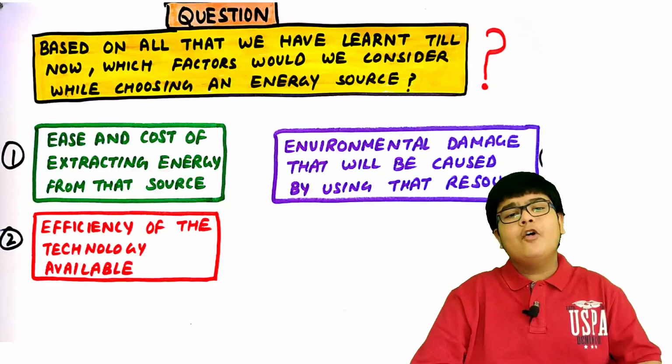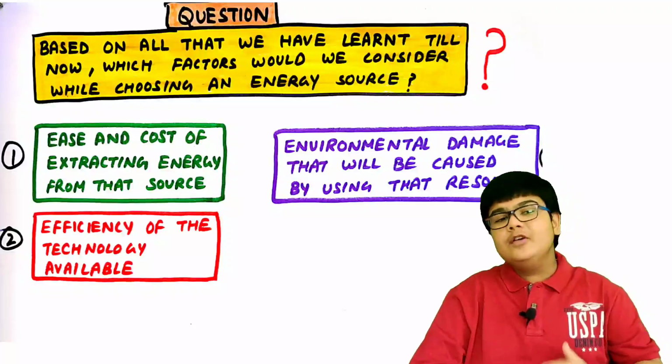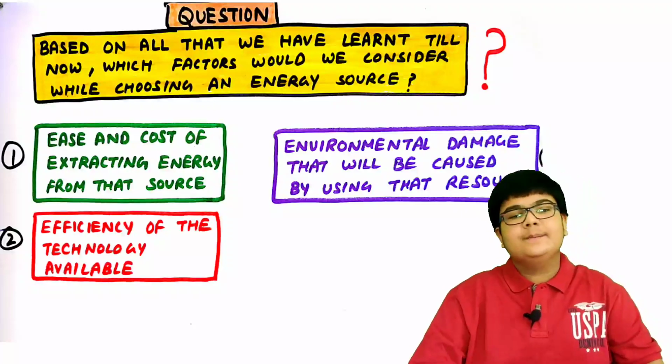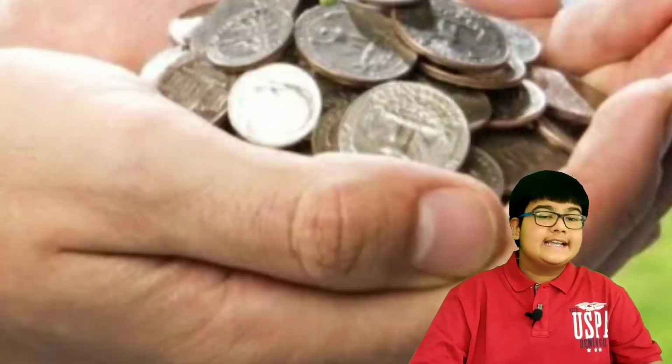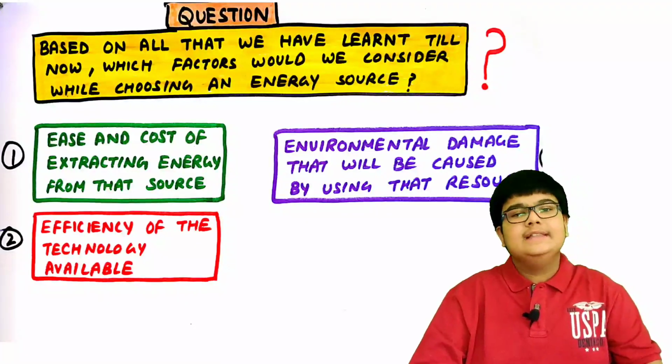So based on what we have learned till now, which factors would we consider while choosing an energy source? The first would be the ease and cost of extracting energy from that source. Second would be the efficiency of the technology available. And third would be the environmental damage that will be caused by using that resource.